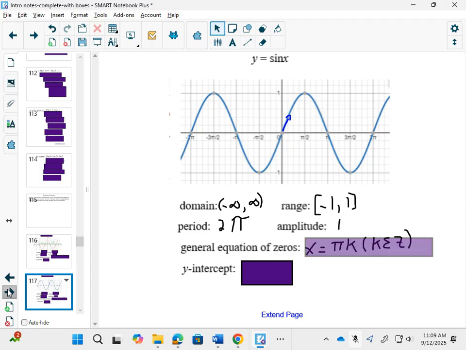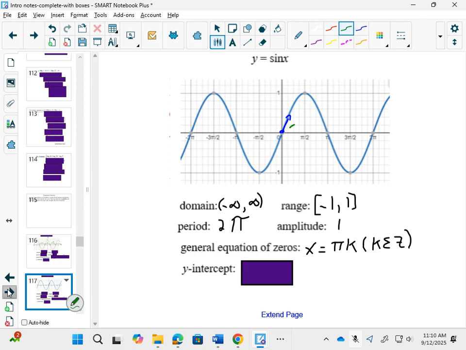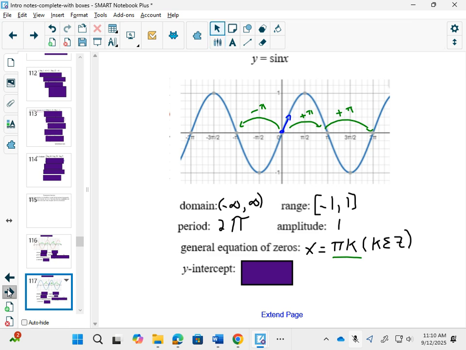And now if we look at the zeros, well, if you started at 0, and again our jump plus pi, jump plus pi, or we could subtract pi. So again, we have this pi times k, and the y-intercept is, of course, 0.